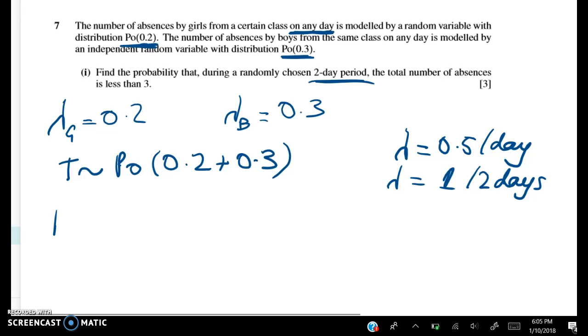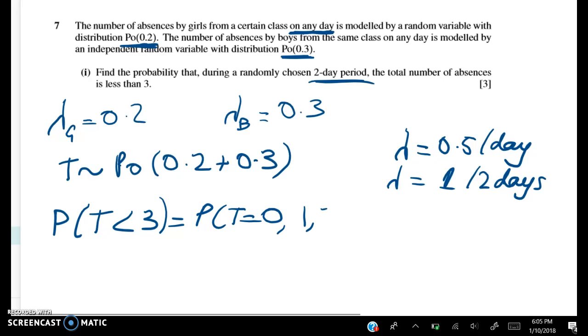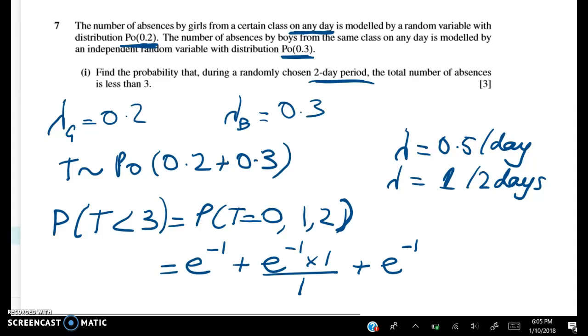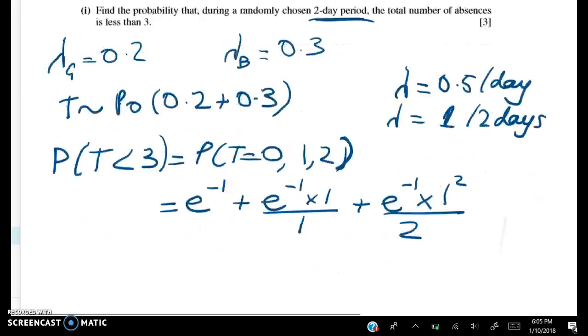Find the probability that the total number of absences is less than 3. So remember, we're working with a discrete distribution, so that means that we have 0, 1, or 2 absences. Now you can do this using the recurrence relation, but because lambda is 1, it's really fast just to use the formula. I haven't even bothered to do a little table. So that's what my probability is going to be.